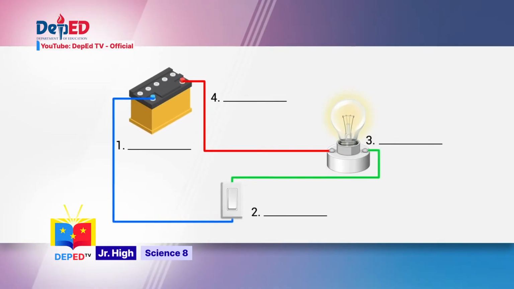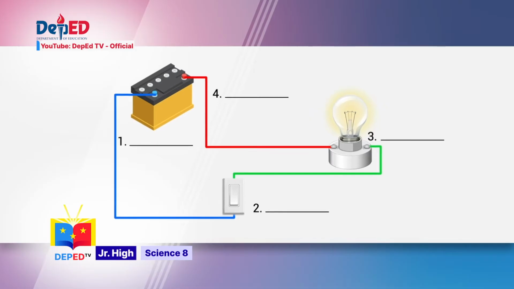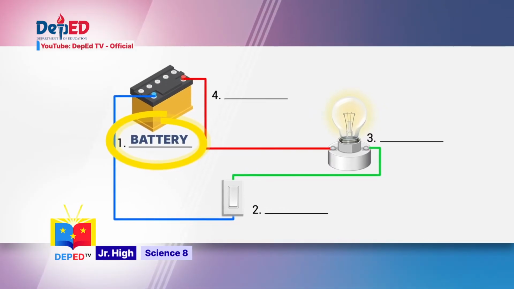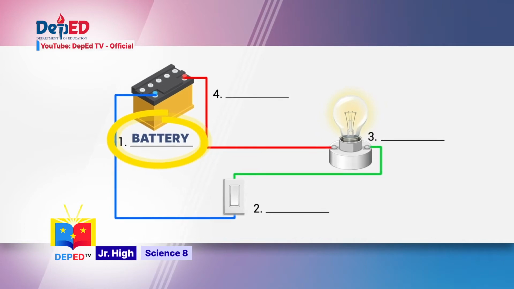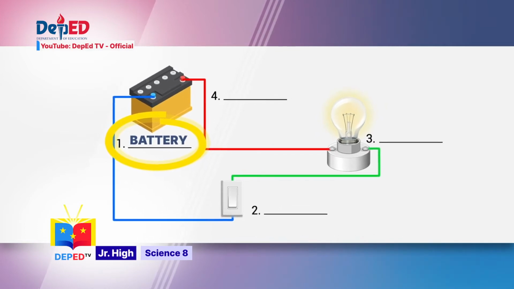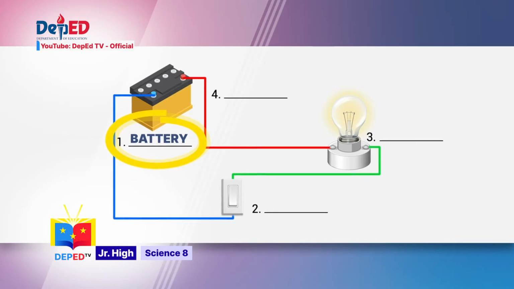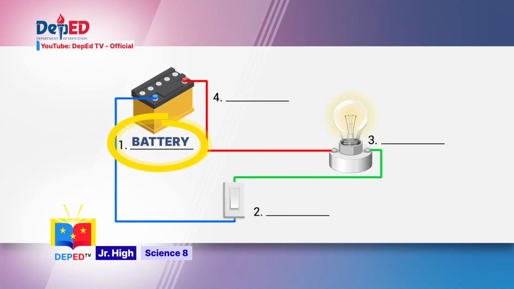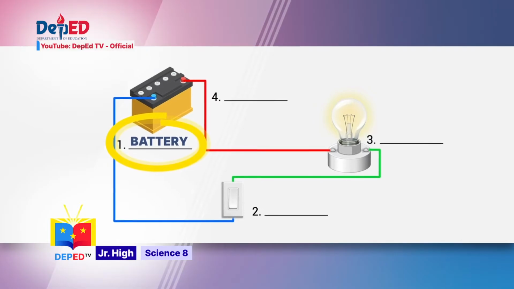Let us check your answers. Let's begin with number 1. The battery is the voltage source. A voltage source is a device that maintains a constant amount of voltage. Common voltage sources used at home are batteries, generator, wall socket, and an electrical outlet.